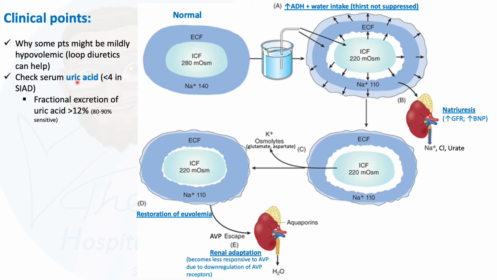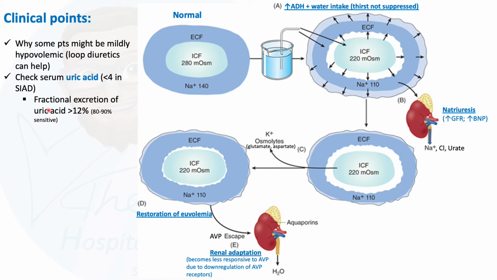Also, uric acid can be supplementary to the diagnosis of SIADH, so I like to check it, especially if I'm not sure about the diagnosis. It's usually low in patients with SIADH, partly because of hemodilution, but also because of the natriuresis and increased urine excretion of uric acid in the kidney as a compensatory mechanism.